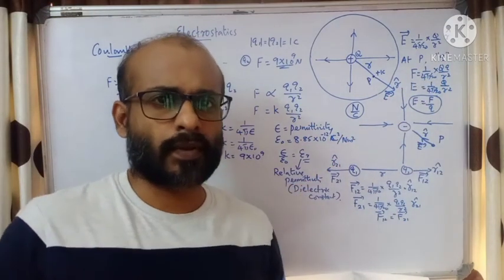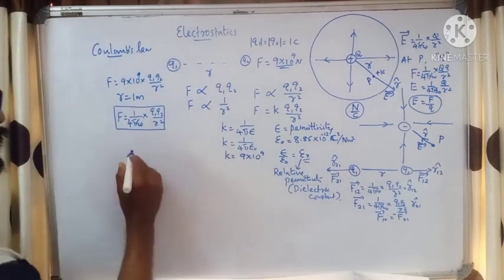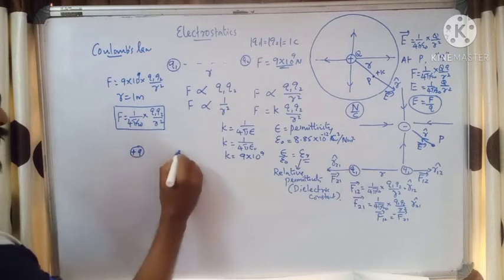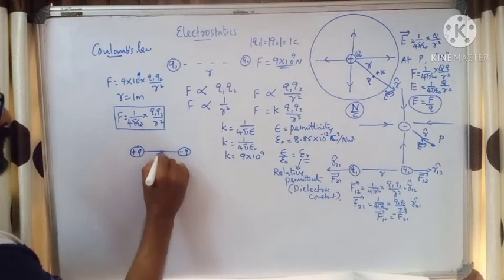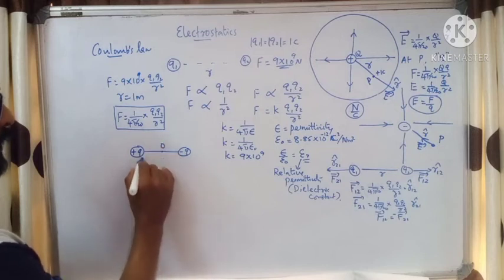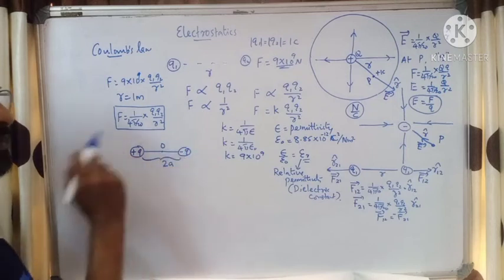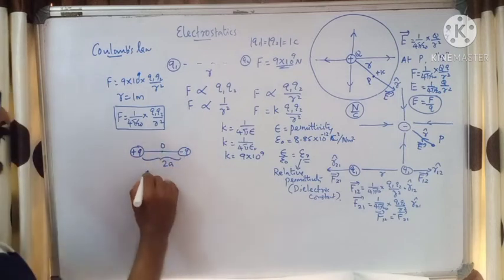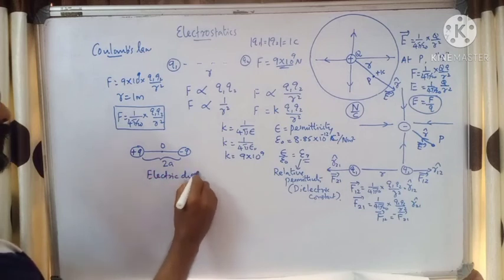Now we'll see what is meant by a dipole. A dipole means two charges. One has a positive charge, a positive sign. The other one has a negative charge. They are separated by a very small distance. Let us choose this as the center of the dipole. Let the distance be 2a. This arrangement is called a dipole. So we can say it is an electric dipole.